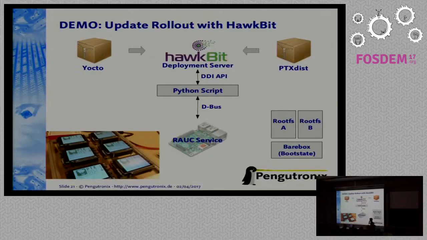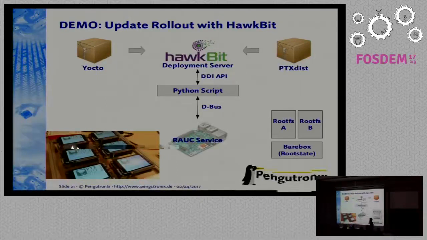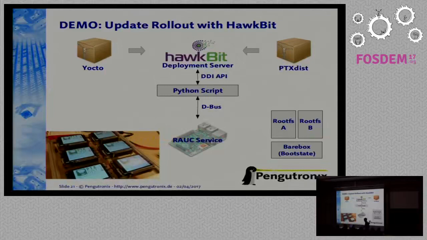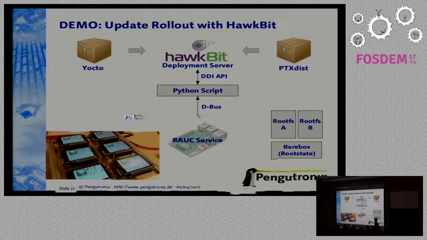This is the basic layout of the root file system on the Raspberry Pi. You have a redundant system and the barebox bootloader with its boot state framework running on it. And this shows that the update system is really independent from the integration, and it can easily be integrated into different needs. It's generic, so it is designed to be adaptable to exactly your needs.